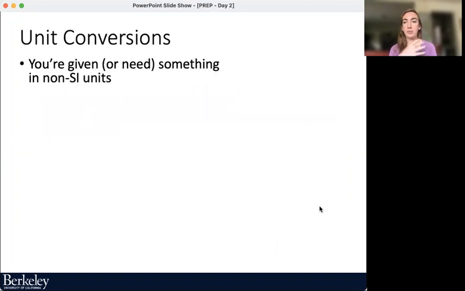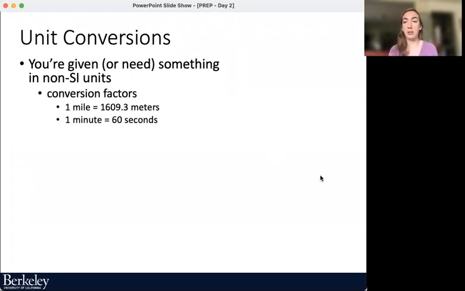So sometimes we need to convert between different units. That can happen if you're given a quantity in non-SI units, or for whatever reason you need that quantity in non-SI units. To do that, we have conversion factors. For example, 1 mile is 1609 meters, and 1 minute is 60 seconds. That's probably a conversion factor you're used to using a lot in your day-to-day life. We'll talk about how to use conversion factors.